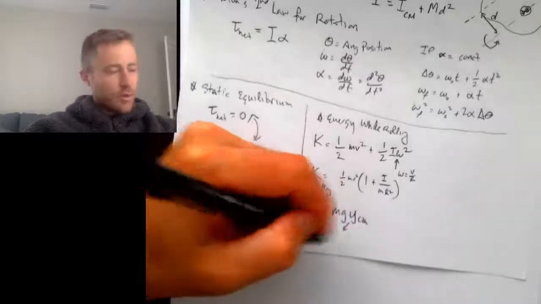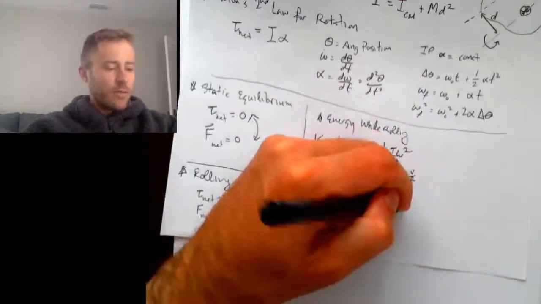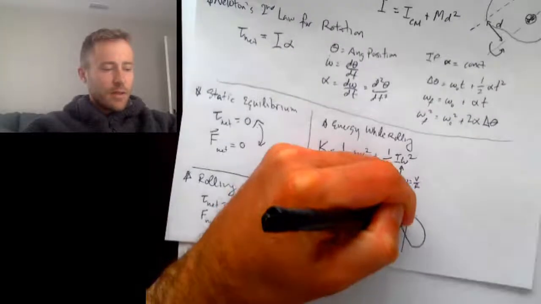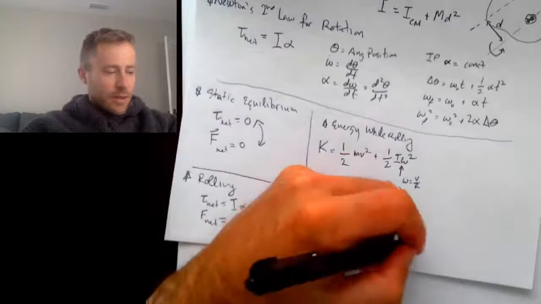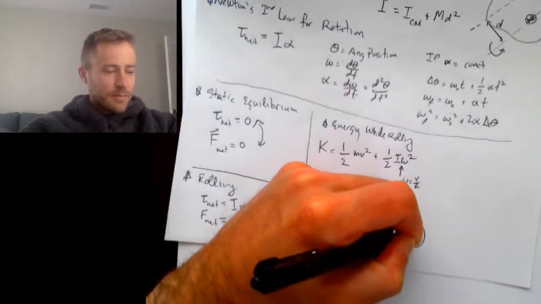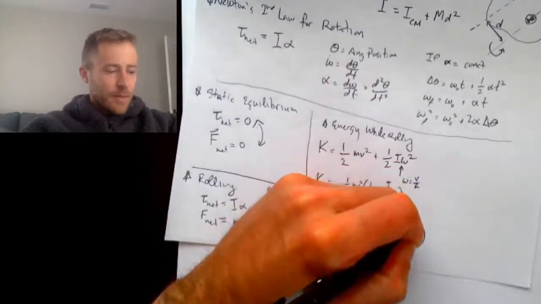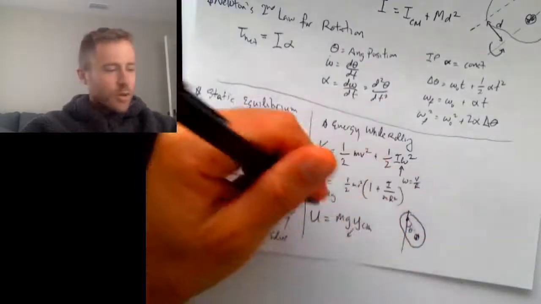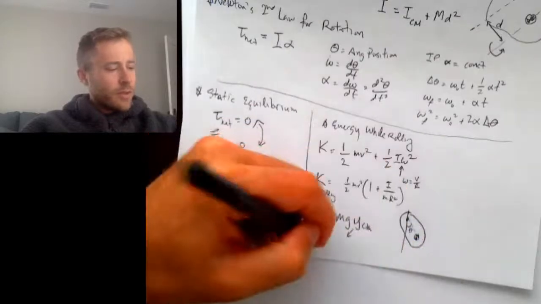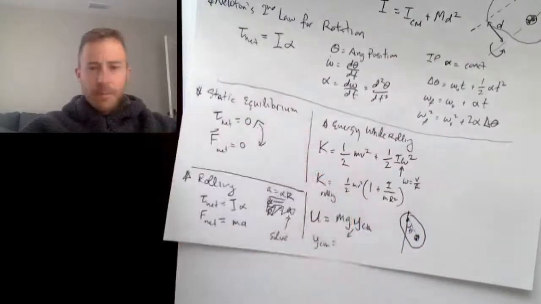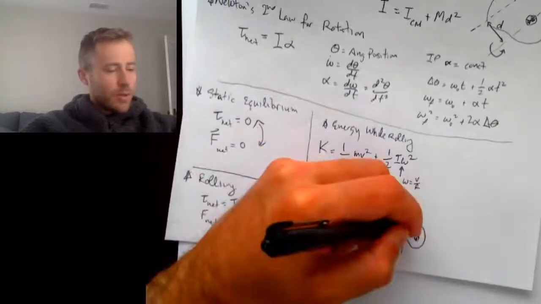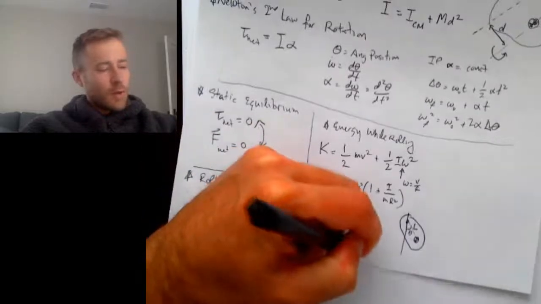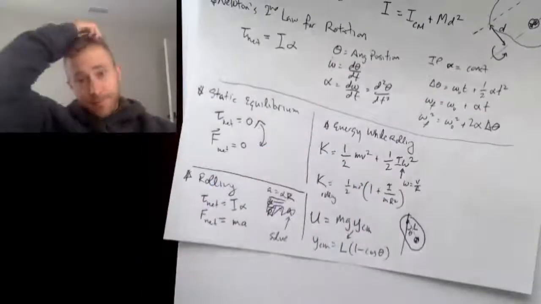Okay, and there's a nice little equation that we learned, which is if you have an extended object, and it's pinned, and here's the center of mass, and this angle is theta. We learned a nice equation that is YCM equals, and we'll call this distance L, L times 1 minus cosine of theta. All right.